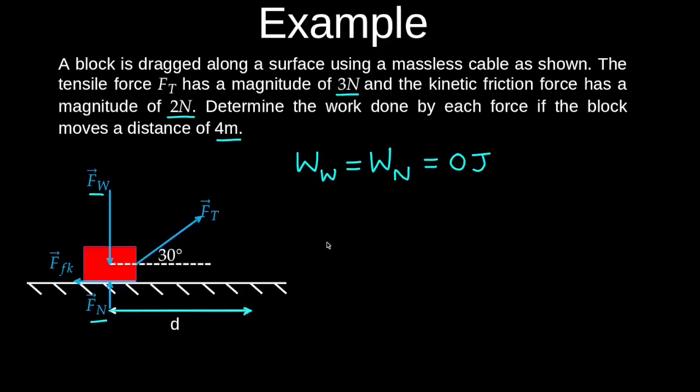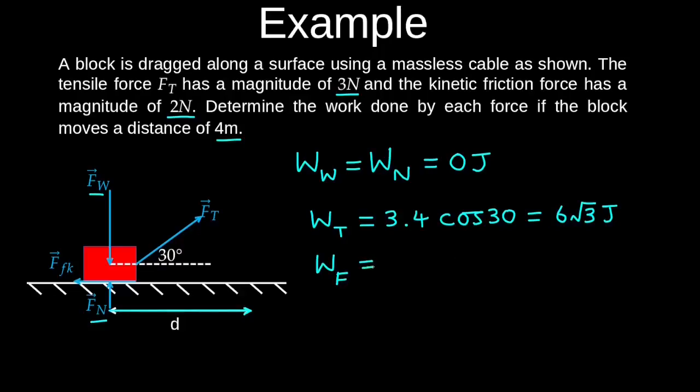Now the work done by the tensile force is equal to the magnitude of the tensile force multiplied by the magnitude of the distance vector, which is 4, times the cosine of the angle between them, which is equal to 12 root 3 on 2, or 6 root 3 joules. And the work done by the friction force is equal to 2 by 4 by cosine 180 degrees, so we get a negative here, and that's equal to minus 8 joules.